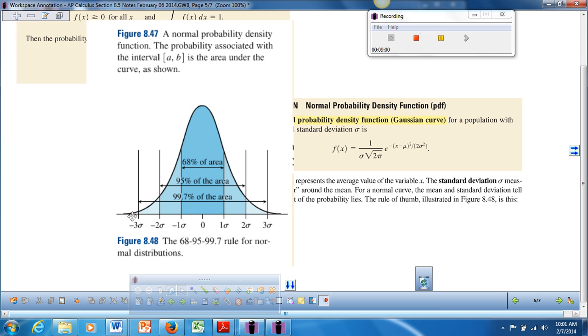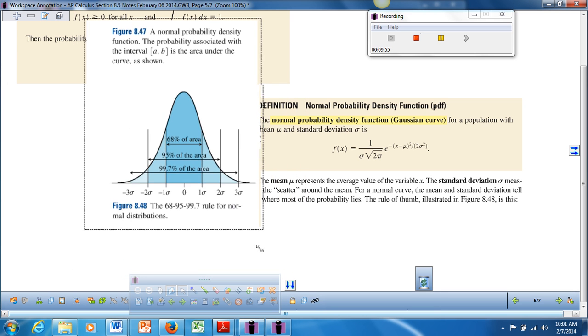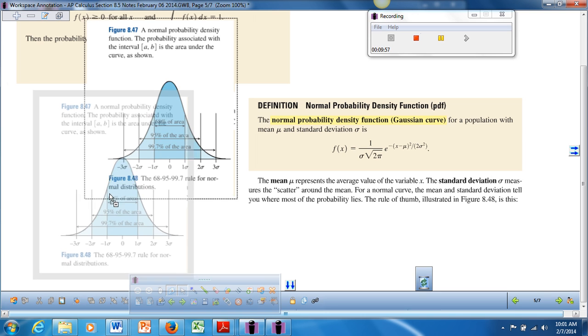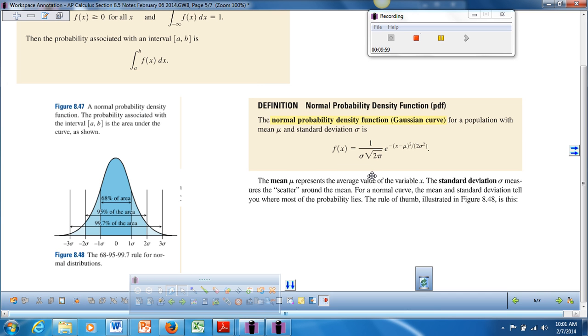If it falls into a normal distribution like this bell curve shape, then 68% of our data falls within 1 standard deviation of the mean. 95% falls within 2 standard deviations. And 99.7% falls within 3 standard deviations of the mean. It's just the way the data falls out if it is a normal distribution. And we can use this probability density function to help us predict the probability of certain events occurring.